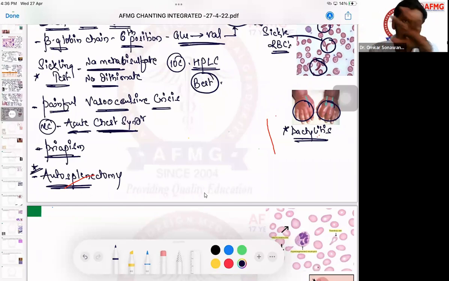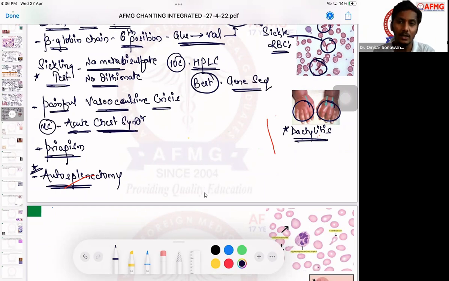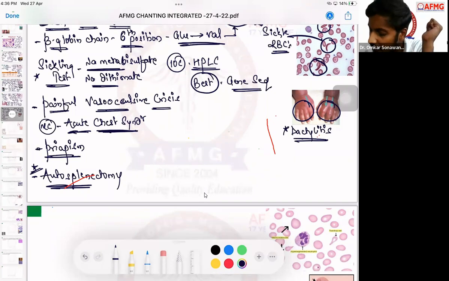But the best test for all of them: in thalassemia it is alpha or beta globin gene sequencing. For hereditary spherocytosis it is protein electrophoresis. Whereas over here also it is gene sequencing. Please remember, here also we can perform gene sequencing. The best test, or the gold standard test, can be gene sequencing, where you can see the genetic defect itself via polymerase chain reaction. No issues with this, anybody? Now, what is the drug of choice?